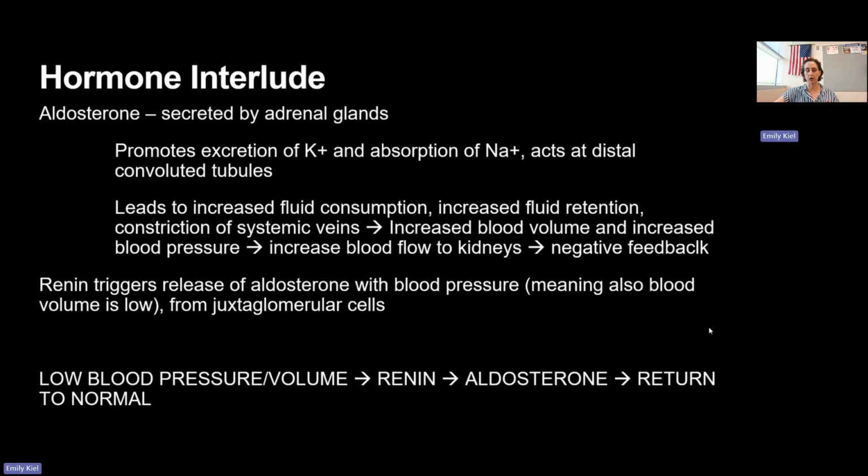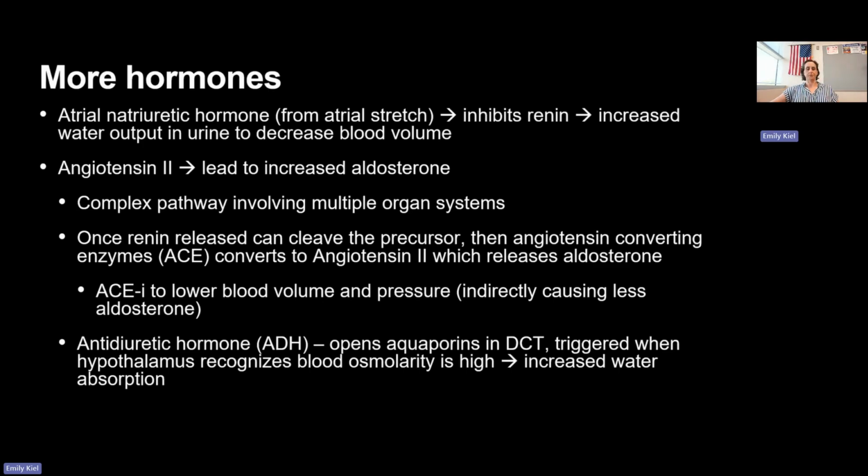So keep that in mind because there are other hormones that will play a role. So we have hormones like atrial natriuretic hormone. This hormone comes when the atria are stretched. If your atria are stretched in your heart, that's because you have too much blood volume. And so what's one way to get rid of blood volume is to inhibit renin. If you inhibit renin, you're not going to be reabsorbing as much water. You're going to have increased water output, and that's going to decrease the blood volume and hopefully reduce that stress.